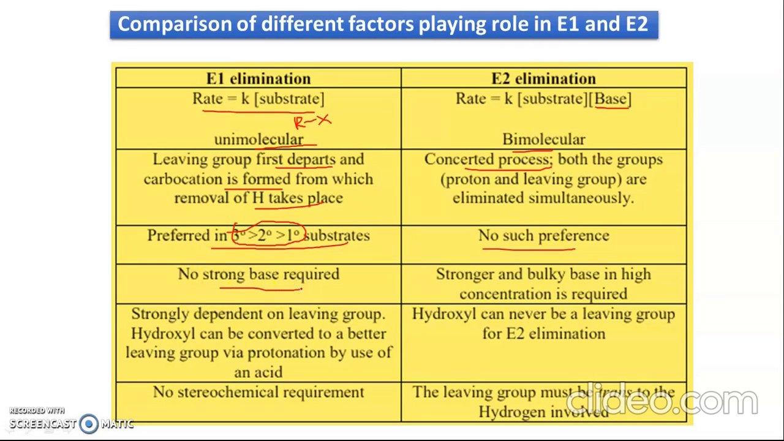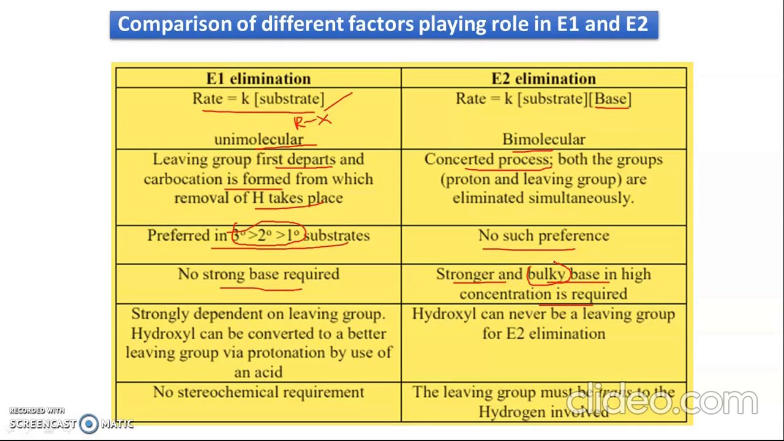Now what about base? Here no strong base is required. Just look at the rate expression. It will be clear why a strong base is not so important here. But here a stronger and bulky base in high concentration is required. So strong and high concentration, that is okay. But why are we also talking about a bulky base?